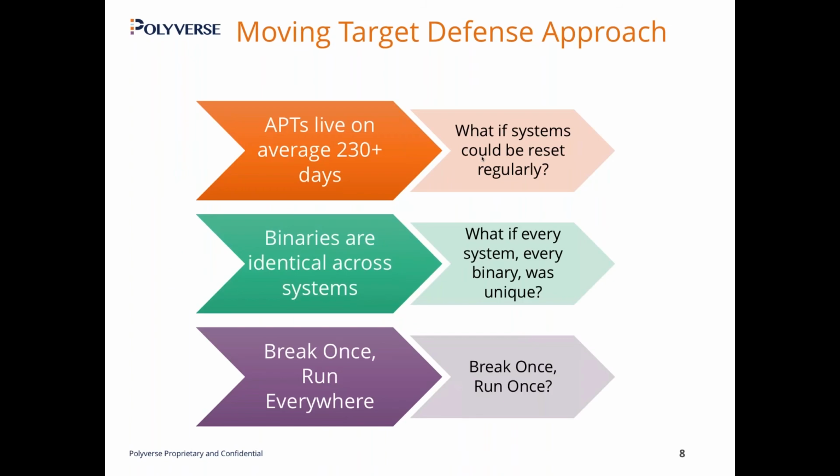So instead of having identical binaries across every system, what if every binary was unique? If we know that attackers are getting in and putting in their backdoors and Trojans and other malware and are able to reside in and control your systems for over 230 days, what if we continuously reset systems? This whole concept of reverse uptime: keep them continuously clean and fresh. So even if somebody got in, the attack wouldn't be that big of a deal. Fundamentally, it's all about changing the asymmetry, or changing the economic model of attacks, where today it is break once, run everywhere from the attacker's perspective. What if we change that to break once, run once?